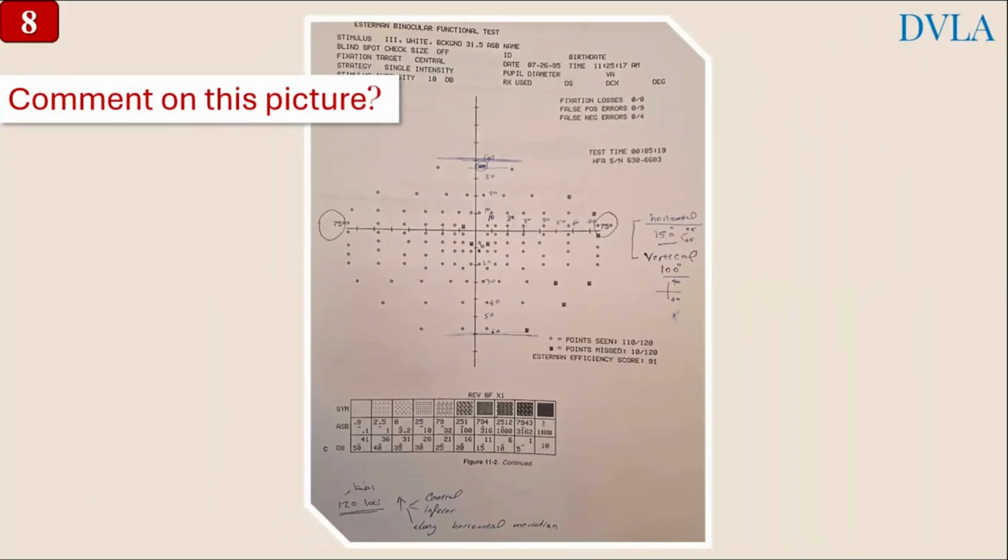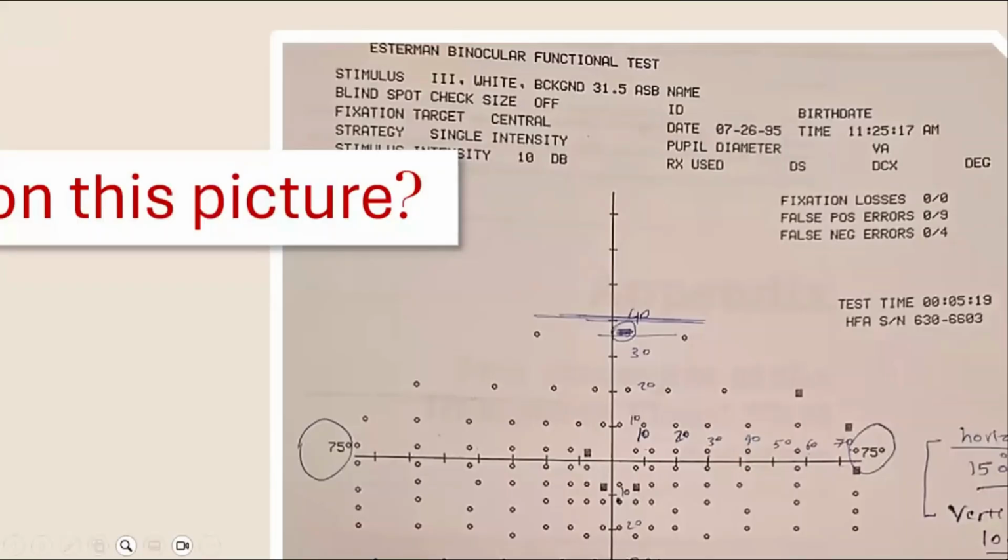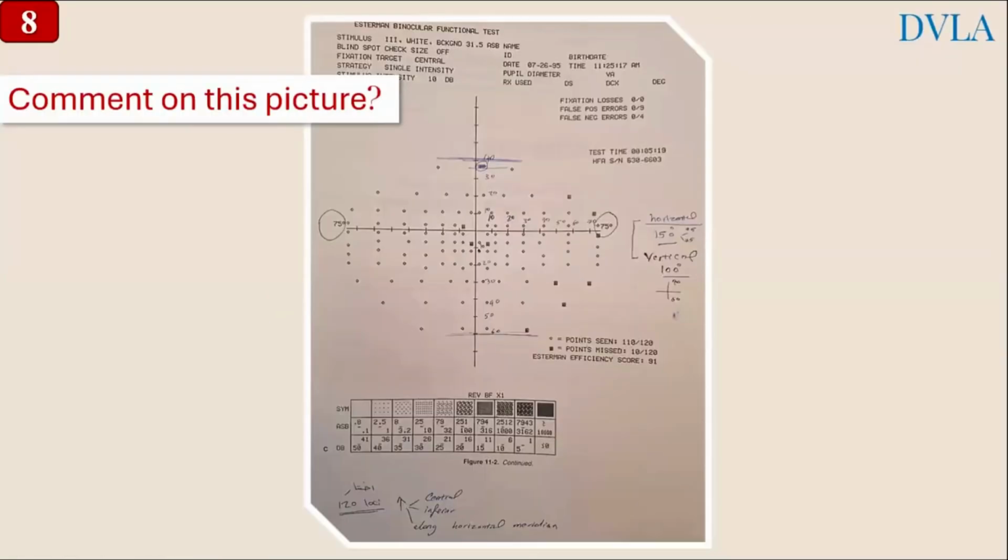So DVLA is the Driver and Vehicle Licensing Agency. And this is actually, if we enlarge this, someone wrote in the chat. Yeah, Esterman, exactly. And sometimes they ask about this visual field. Esterman binocular or binocular functional test, okay? So make sure to read up about this test because it's there in the previous candidate experiences.